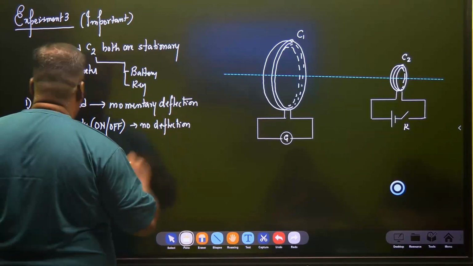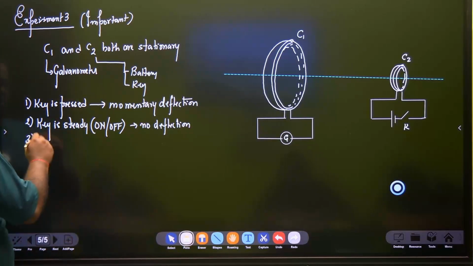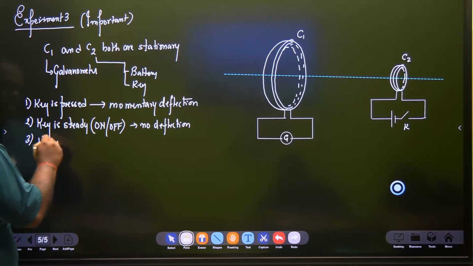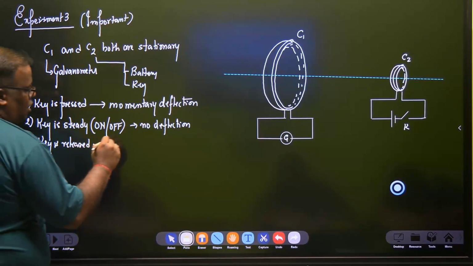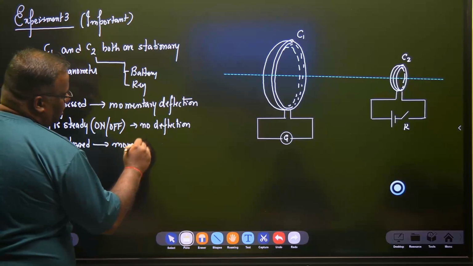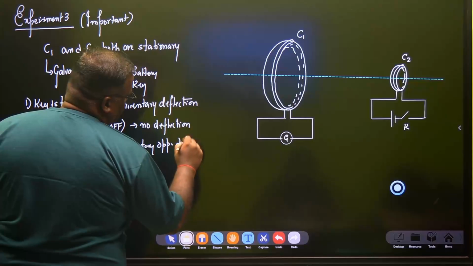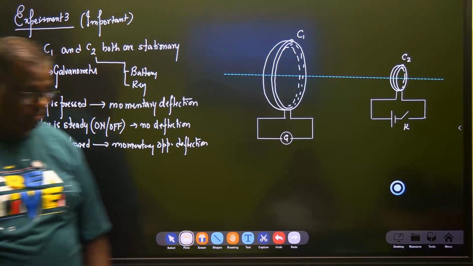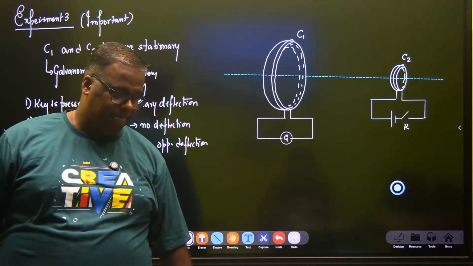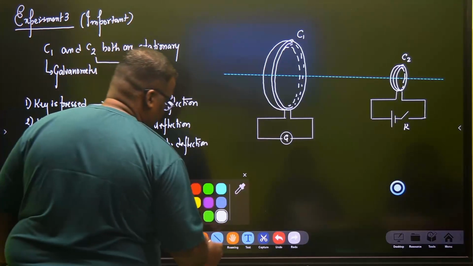And the third one is key is released. Released means you have turned off the circuit. You again get a momentary opposite deflection. Write down this much, then we will go for our understanding.